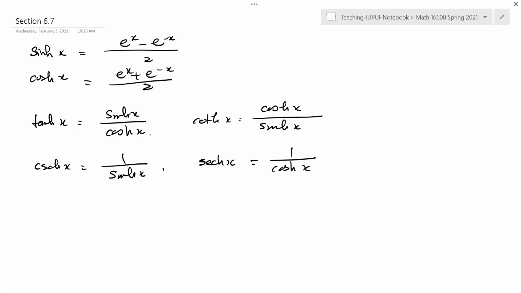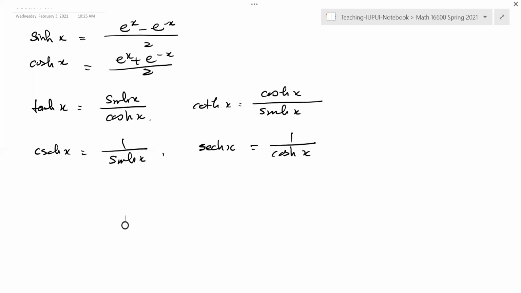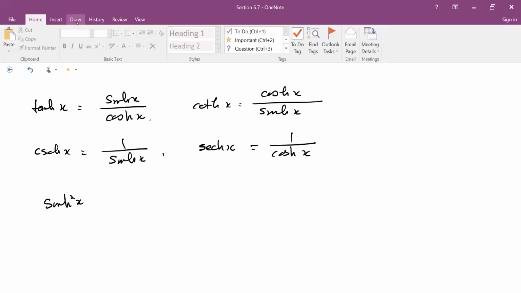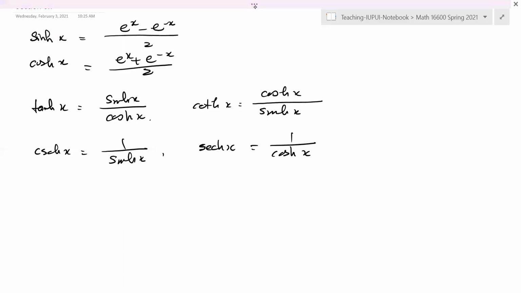All right, now there's a reason we denote them using sine and cosine, but put an additional letter h. For example, there are some identities we need to know. Hyperbolic cosine squared x minus hyperbolic sine squared x is going to be 1.